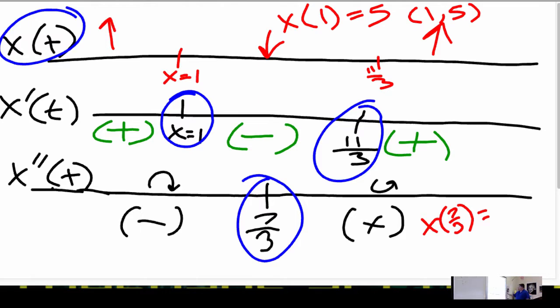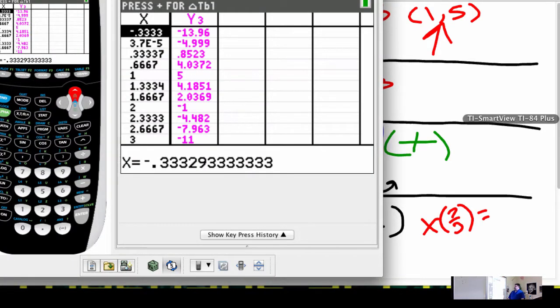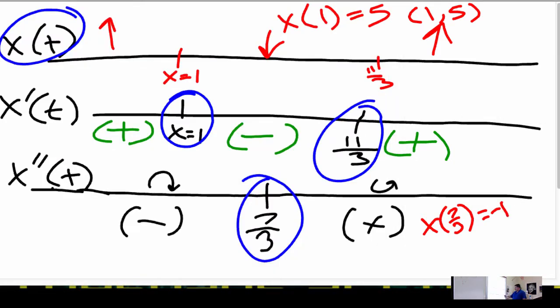So I'm going to plug that in my calculator. It's negative 11. Got a question? What's your question? Wait, no, it's not negative 11. Oh, wait. That was x of 3, wasn't it? I'll come back. What's your question, though? The equation that you plugged into the calculator was x of t.